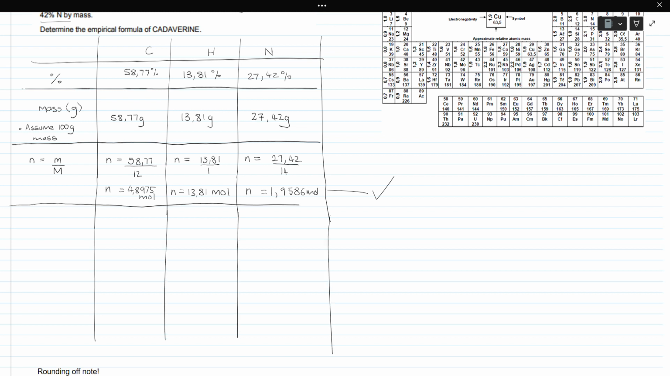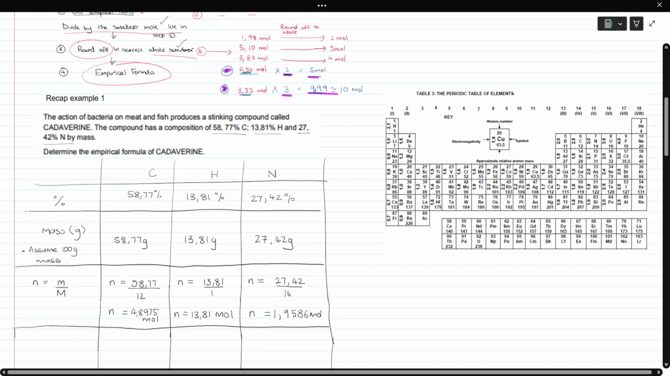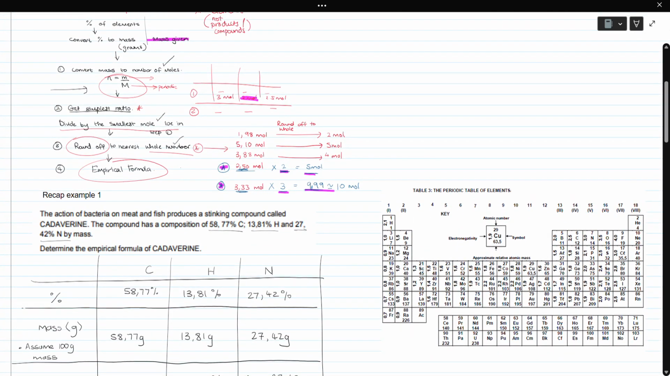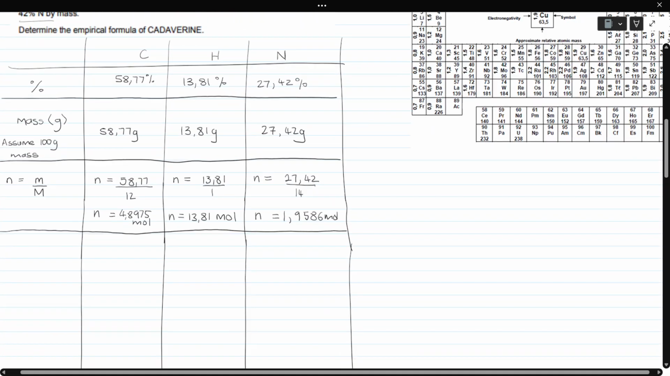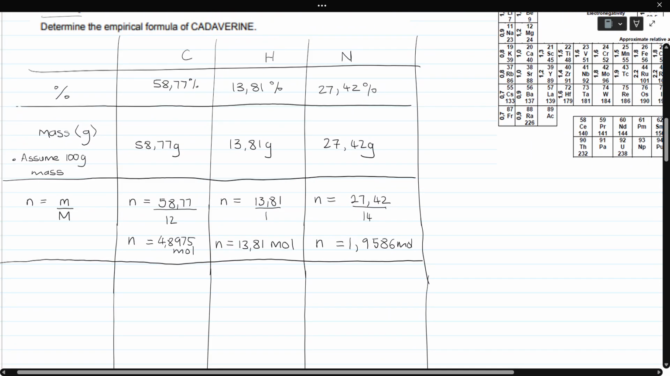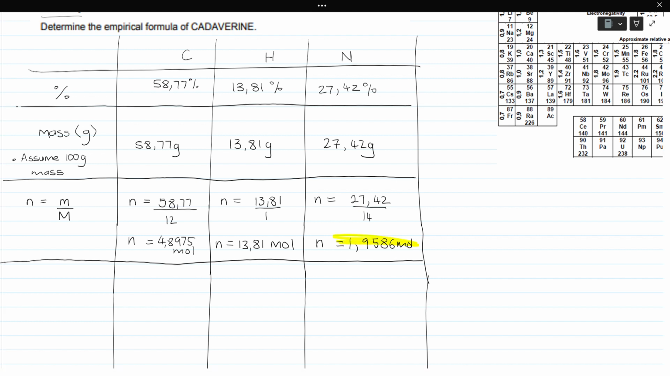So now that we have all our values in moles, what we're going to do in our next step, our steps tell us we need to get the simplest ratio by dividing by the smallest number of moles. So we're going to look through these three values and find which is the smallest value. So we've got 4, 13, and 1. So most definitely our smallest value is nitrogen, right? 1.9. So our next step is we're going to divide by the smallest number of moles.